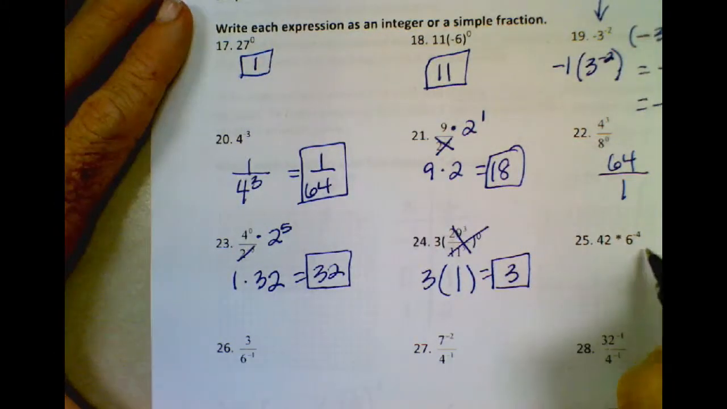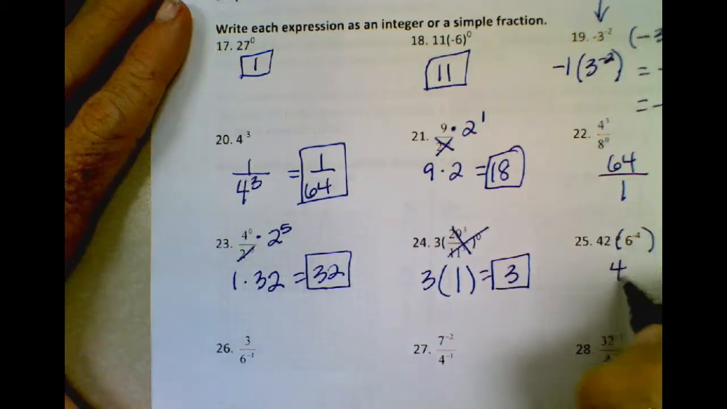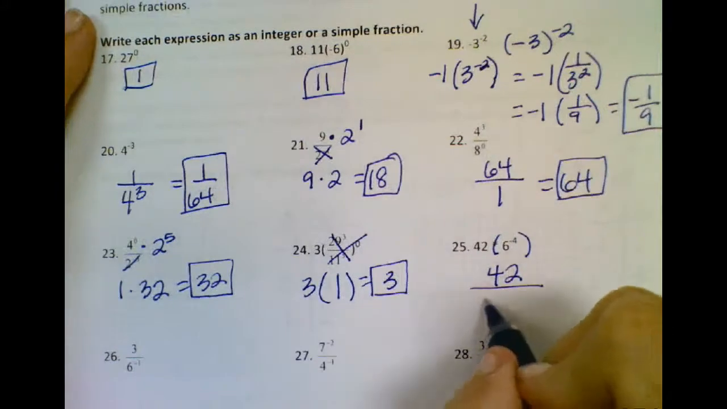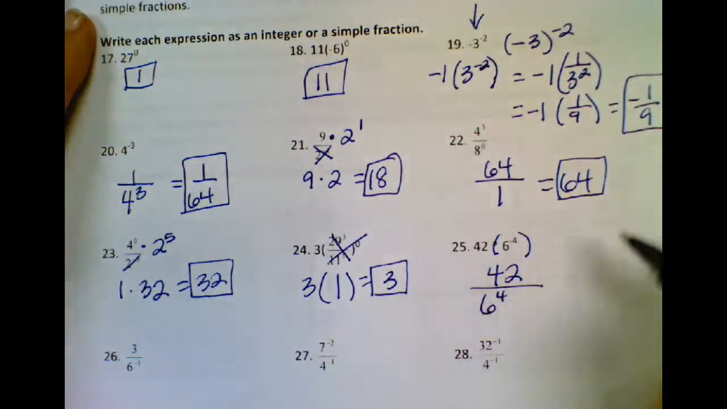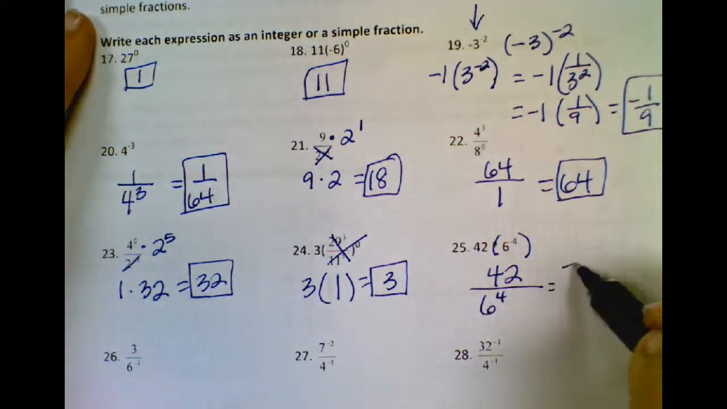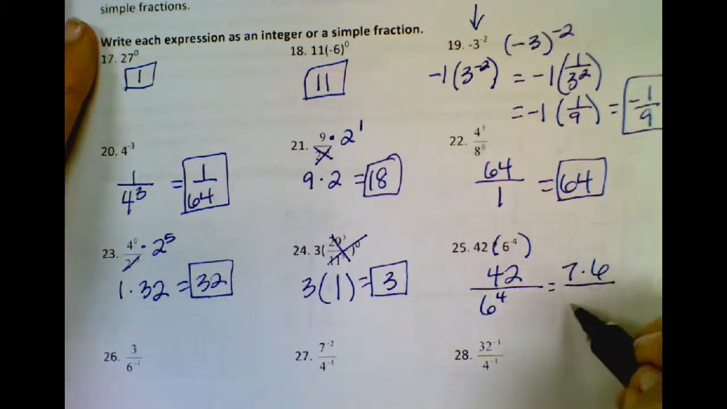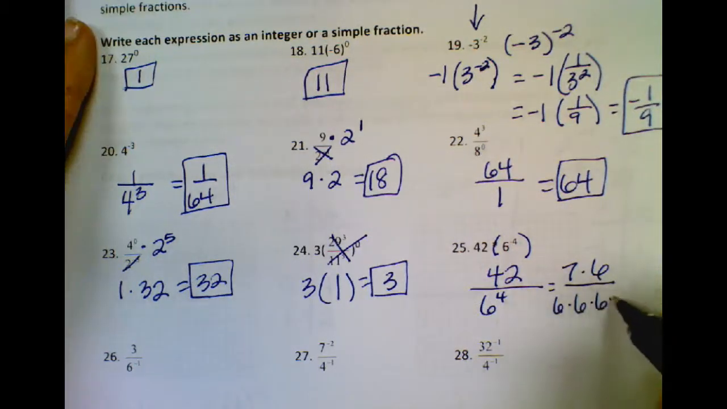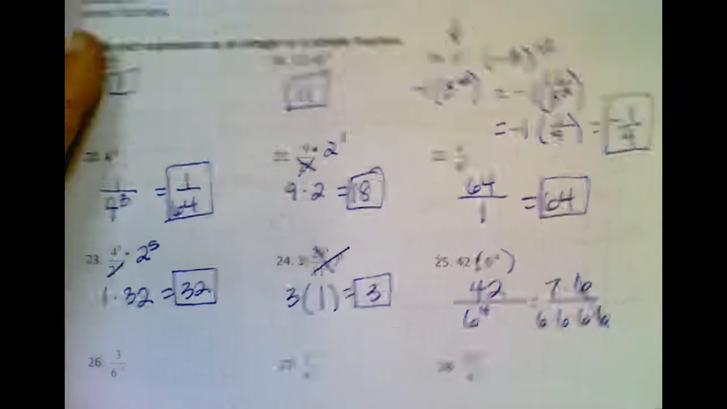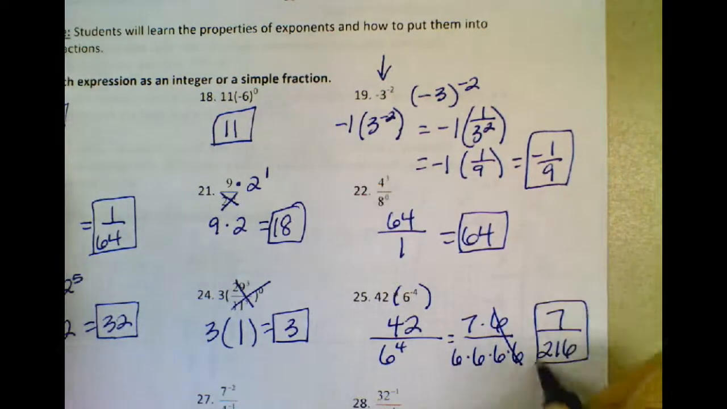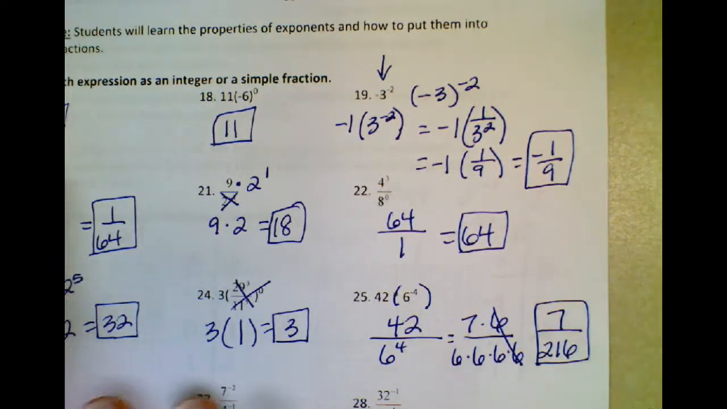Okay, we have 42. Let's put parentheses in like that. So we have 42 on top. Because that 6 is to the negative 4, I'm going to move it to the bottom and do 6 to the 4th. So to make my life a little bit easier, I'm just going to say 7 times 6, because it's a fraction, I want to leave it as a fraction, do not change it to a decimal. You got 6 times 6 times 6 times 6. Cancel 2 of your 6's out. I get 7 over 6 times 6 is 36, times 6 is 216. 6 to the 3rd power is 216.